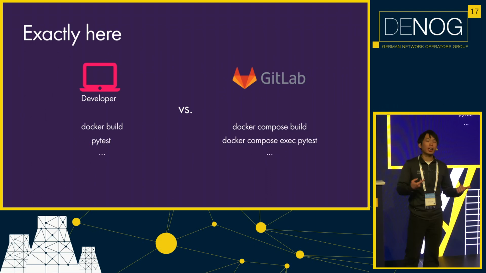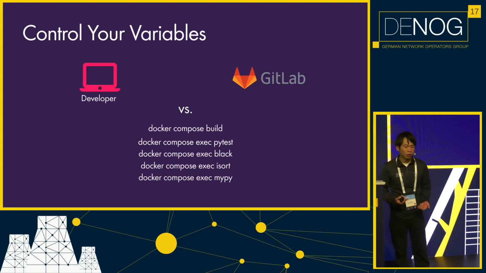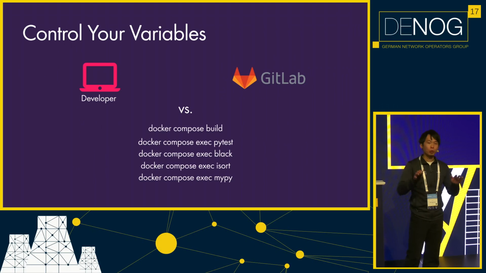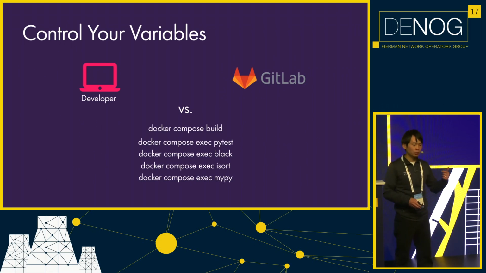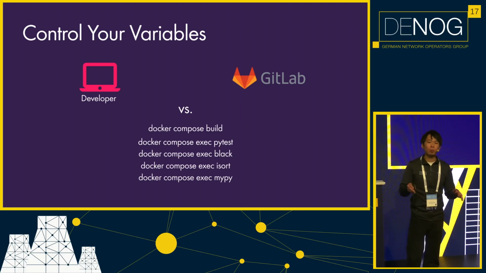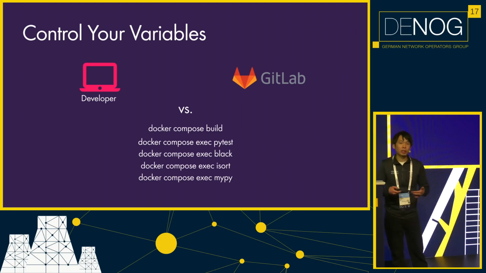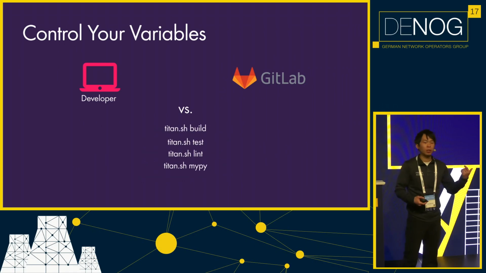If you run any science experiment, you need to be able to control for your variables. And that's exactly what we try to do. So after a while, we're like, all right, developers, GitLab, you have to do the same stuff. If you want to build, this is how you build. If you want to do PyTest, this is how you do PyTest, etc. And of course, to make things a bit more user-friendly, we just wrap it in a script.